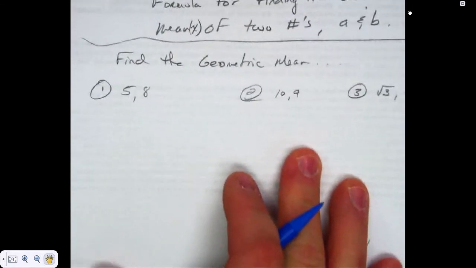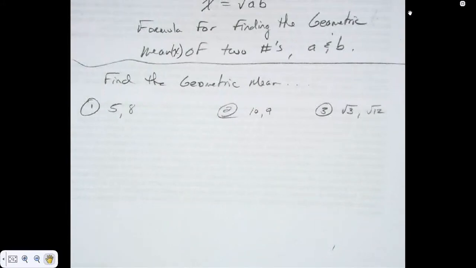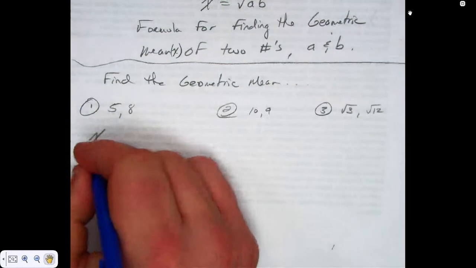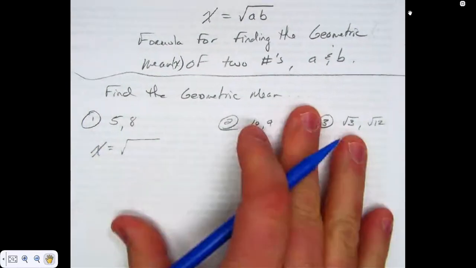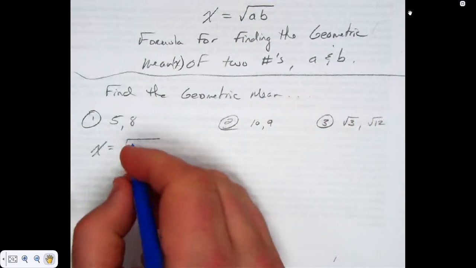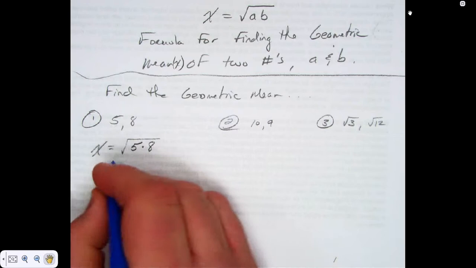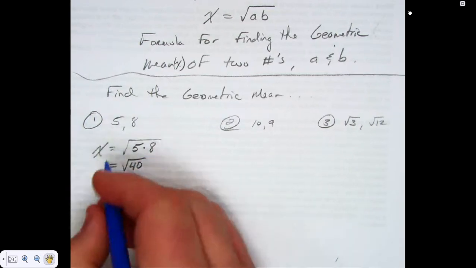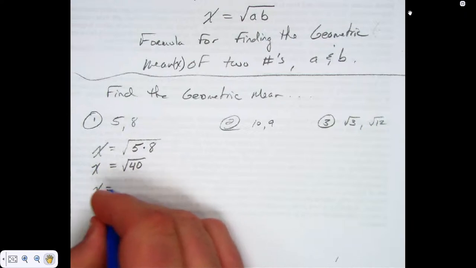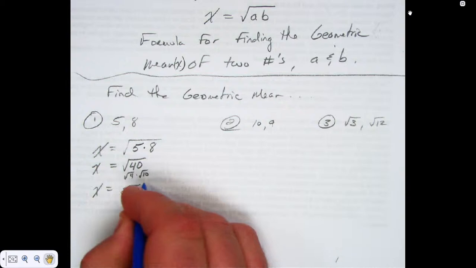So find the geometric mean of these three. What's the geometric mean of 5 and 8? How am I going to find that? Well, geometric mean x is always equal to what? The square root of what? ab. A times b. Well, what is a? So 5 times 8, which is? So that equals what? Square root of 40. Am I done? Need to simplify it. That would be square root of 4 times square root of 10, which is 2 square roots of 10.